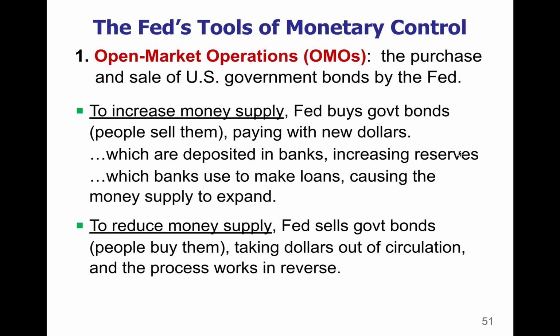When you take dollars out of circulation, money supply goes down and the interest rate goes up. If the interest rate is higher, people are incentivized to save their money, not spend it, and that causes aggregate demand to go down.